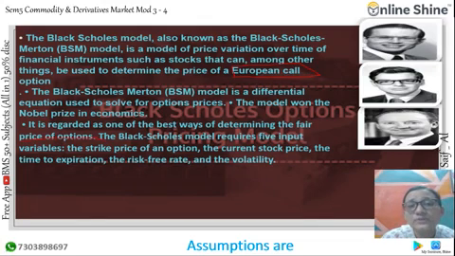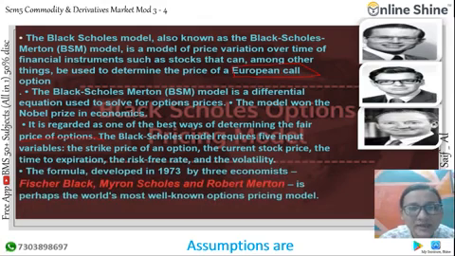So it is the best way to find out the price of an option. The Black-Scholes model requires 5 input variables, which is very important: the strike price of the option, the current stock price, the time of expiration, the risk-free rate, and the volatility. These 5 things are required in this model.